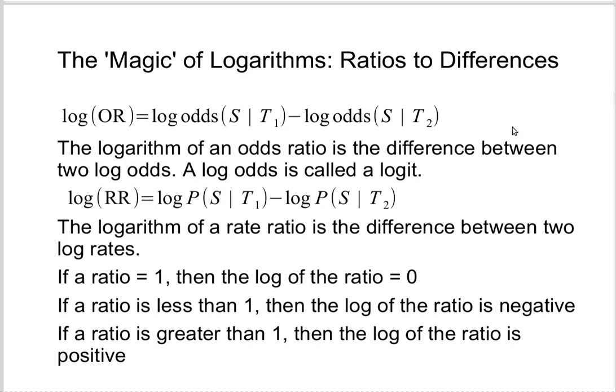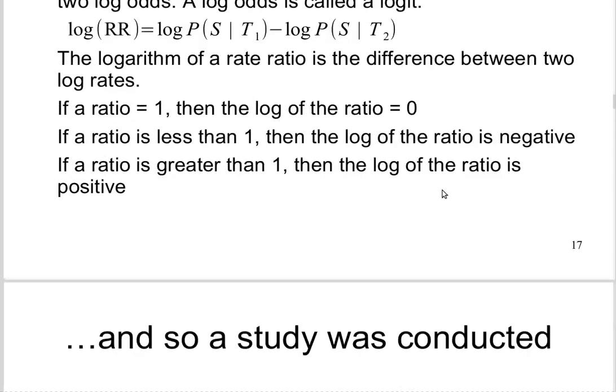Also very crucial for us will be that if a ratio is 1, the logarithm is 0. If the ratio is less than 1, then the logarithm will be negative. And if the ratio is greater than 1, then the logarithm will be positive. All important steps for sure as we move forward in trying to understand how the log odds, or the logit, comes into our work in epidemiology and biostatistics.